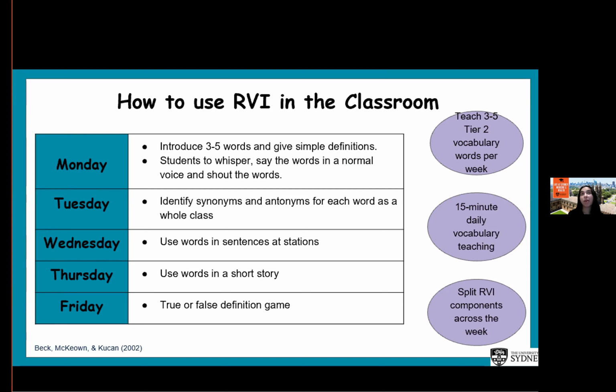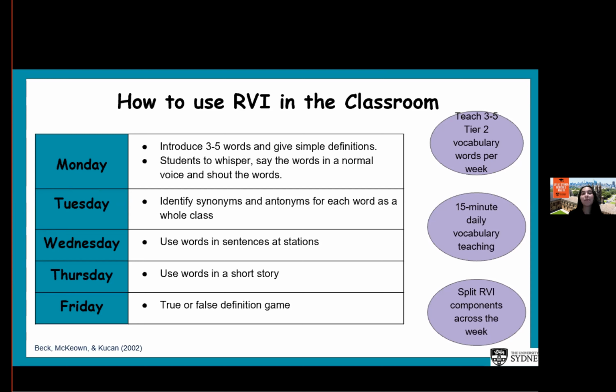So students can write maybe a short story using all of the words. And on Friday, you can do a fun activity with the words. So you can maybe play a game where the class stands up and you can give a definition of the word, and students have to evaluate if the definition is true or false. So if the definition is true, students place their hands on their head, and maybe if the definition is false, students place their hands on their tail.